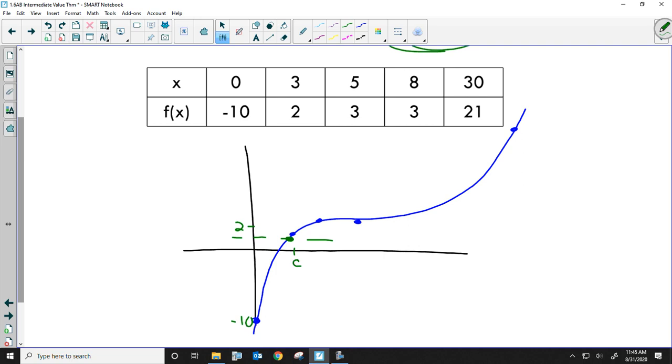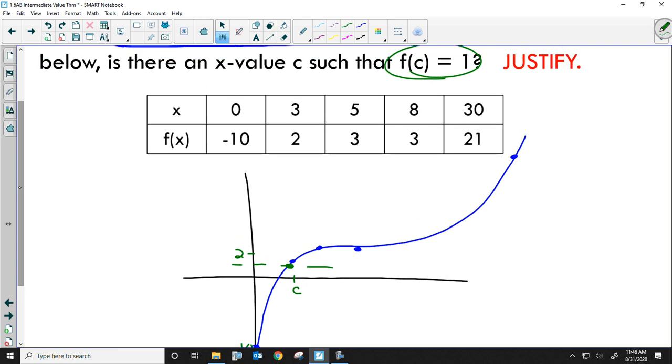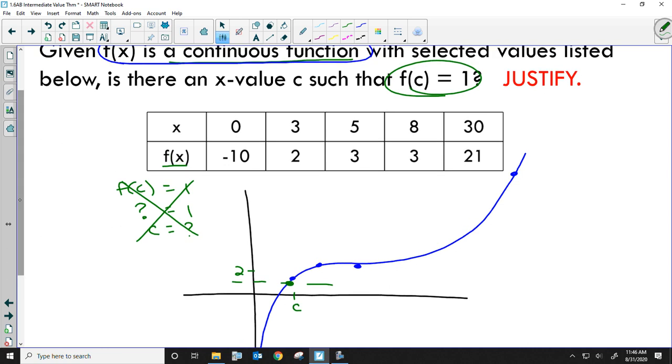And now, so there's that C value, right? Can we find that C value? Think about it. You do not actually know what the function f of x is. So what would you set equal to 1 and then solve for C? We can't. We cannot find C. But what we can do is justify that C exists. We don't know what it is exactly, but it does exist.